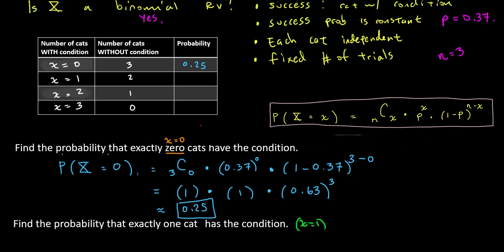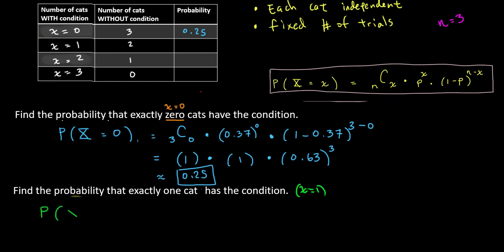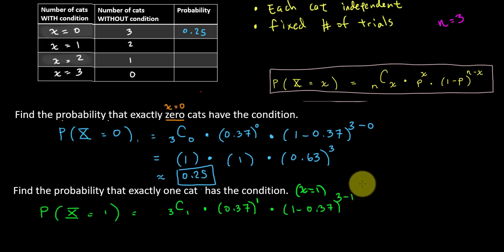We now know what to plug in to every portion of our formula. I will scroll down a click. The probability that the number of cats with the condition equals 1 is 3 choose 1 times p to the 1st power times 1 minus p to the remaining number of cats, which is 3 minus 1, which is a 2. Before I go right into my calculator, I will simplify what I can. 3 choose 1: how many ways can you choose 1 cat out of a group of 3? Well, it could be the 1st cat, the 2nd cat, or the 3rd cat. There are 3 ways that can happen.